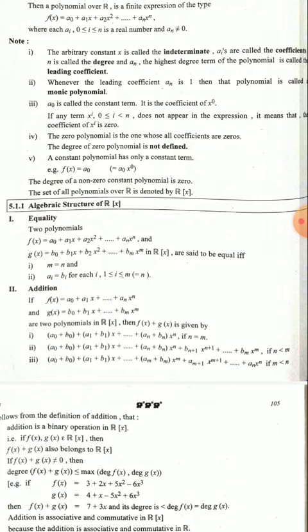Means two polynomials are said to be equal if the degree of these two polynomials is the same and the coefficients of the same power of x are also the same. Okay, so let us define the next algebraic structure. We call it addition.